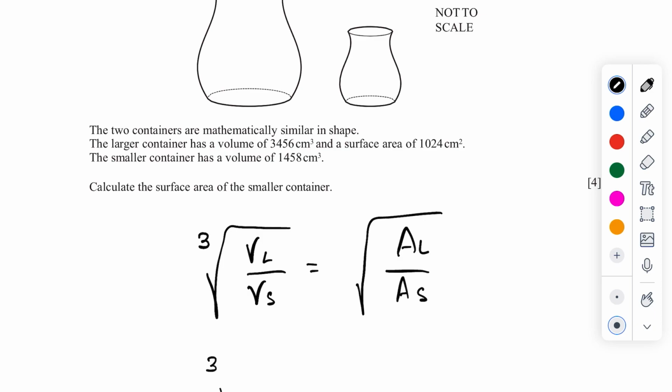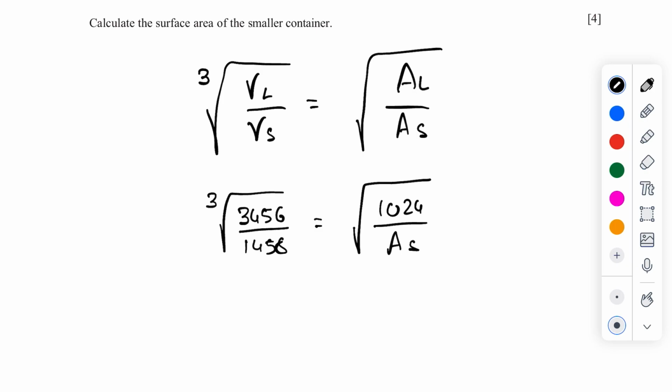The volume of the larger one is 3456. Volume of the smaller one is 1458. Area of the larger one is 1024. Area of the smaller one we don't know. So what am I going to do with that? I can check whether the cube root of 3456 divided by 1458 gives me a perfect number. It is 4 upon 3.